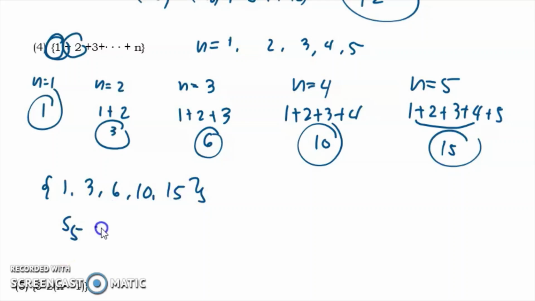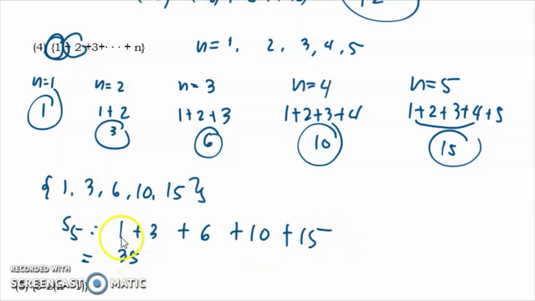For your S5, you have 1 plus 3 plus 6, plus 10 and plus 15. Okay. So, 1 plus 3 is 4, plus 6 is 10, plus 10 is 20, plus 15 is 35. Tama ba ako? 3, 10, 35. So, your S5 is 35.